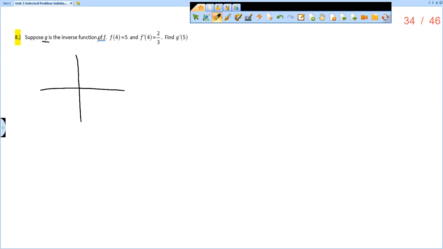All right, so suppose g is the inverse of f. So what does that mean? That means that g is equal to f inverse, right? And so when I say I want g prime of 5, I really want f inverse prime of 5. And so then I'm always going to set up this picture like I do every time I have this kind of a problem. So now I want to label these corresponding points.